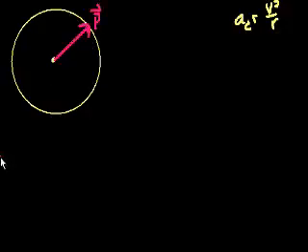That's the vector P. And let me define a few other things over here. Let's say that the angle it's forming with the positive x-axis is theta. That's a theta right there. And let's say the radius of the circle is r.